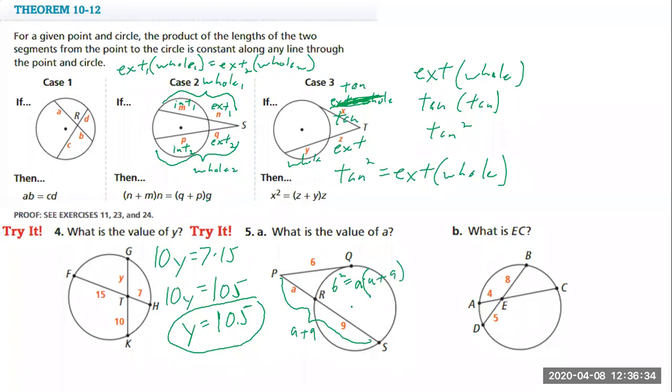And this gets a little messy because now we have 36 equals a squared plus 9a. And unfortunately, we have a quadratic now. So this one's not the nicest problem. I probably won't ask you any quadratics on the test.